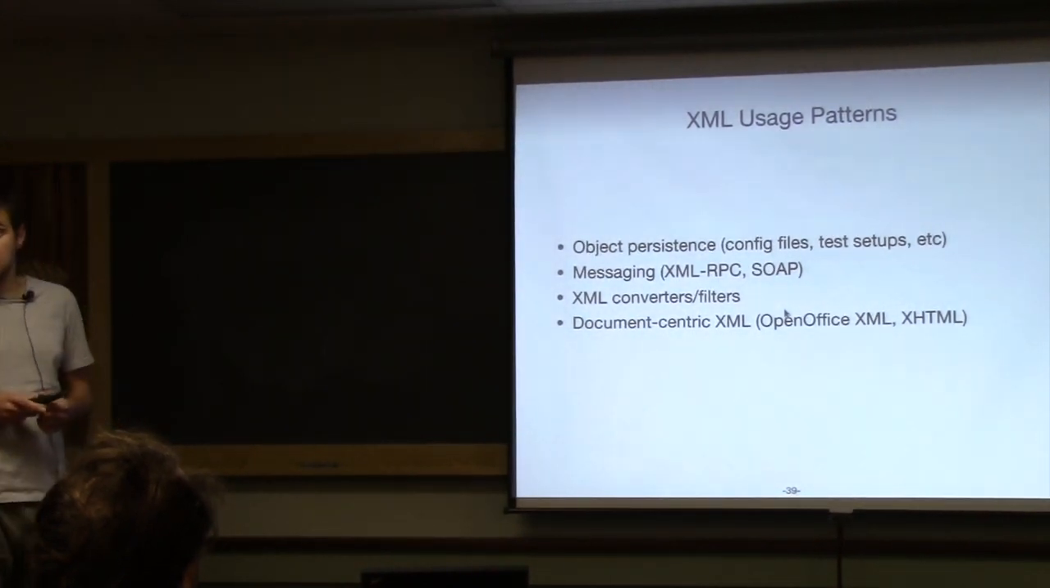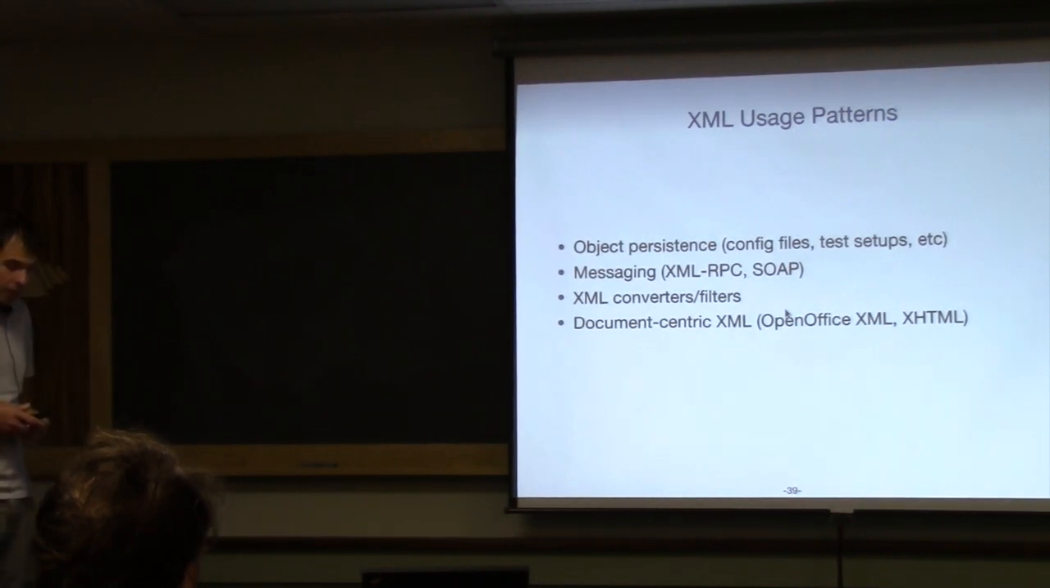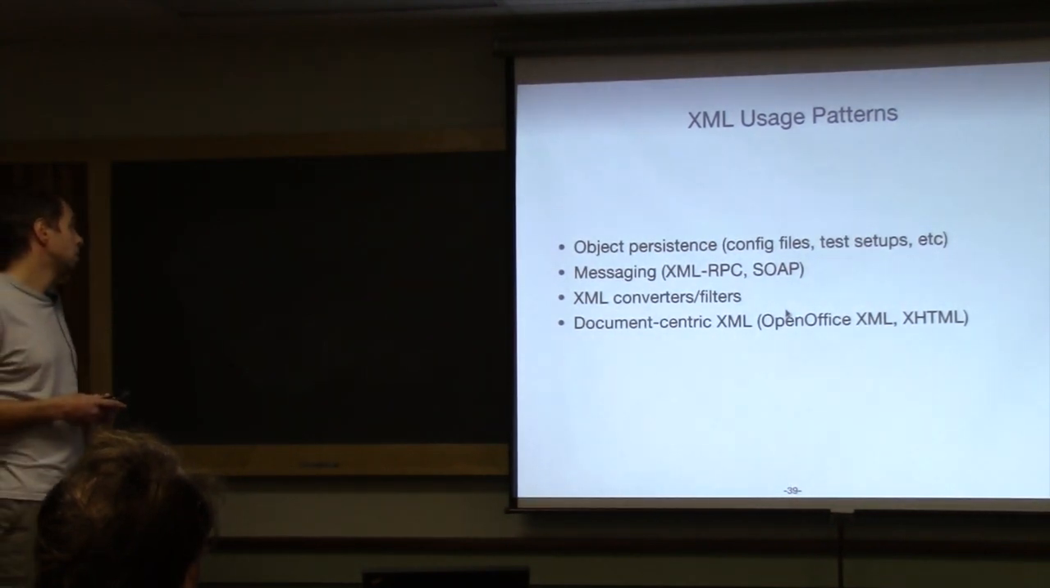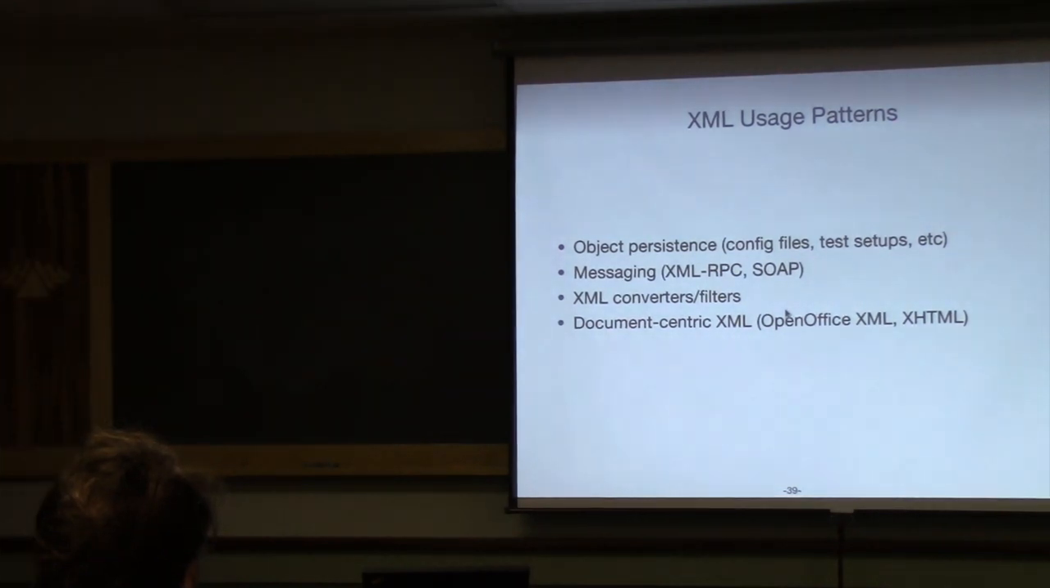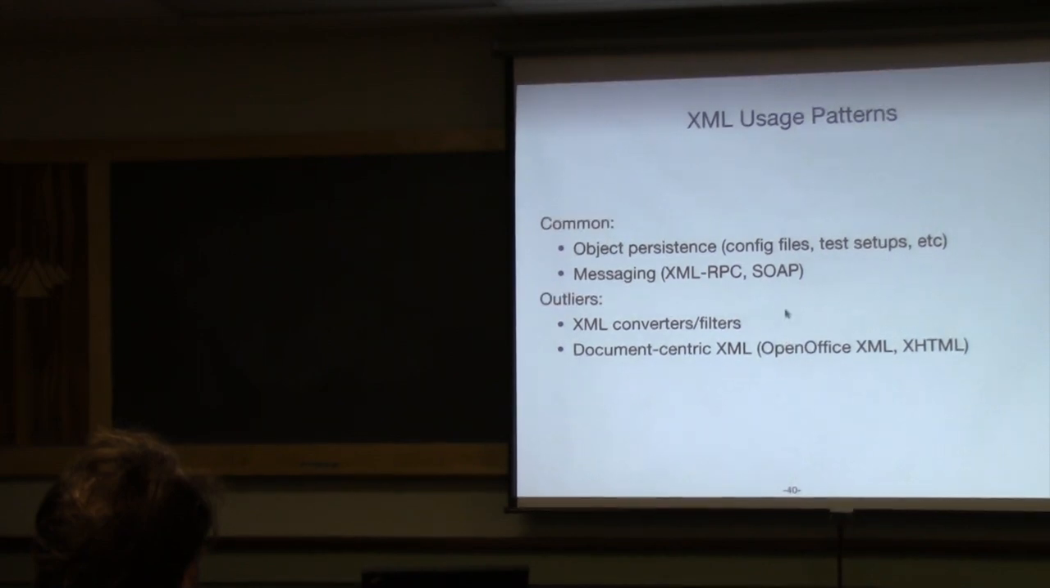So what is XML normally used for in C++? You might be surprised, but there's not much variation. Here's the list. Two of these items are very common, while the other two are quite rare. Can you identify which one is which? Yes, so you got the right answer. The first two are very common. The other two, and especially the last one, are quite rare.